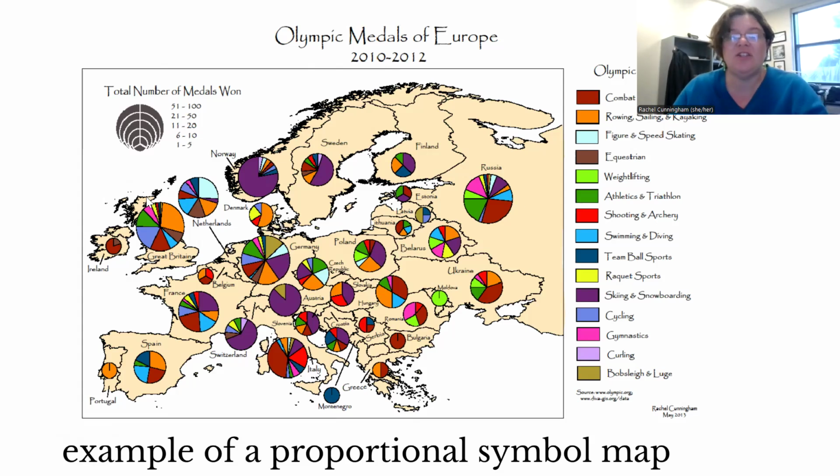So this tells you not just that Great Britain, Germany, and Russia all got the same range of medals, but the proportion that were in kayaking and rowing and sailing was way higher in Great Britain than it was in Russia. And of course, the purple being the skiing and snowboarding, Norway and Sweden got way more skiing and snowboarding than Spain, right? So you can show multiple data points here.